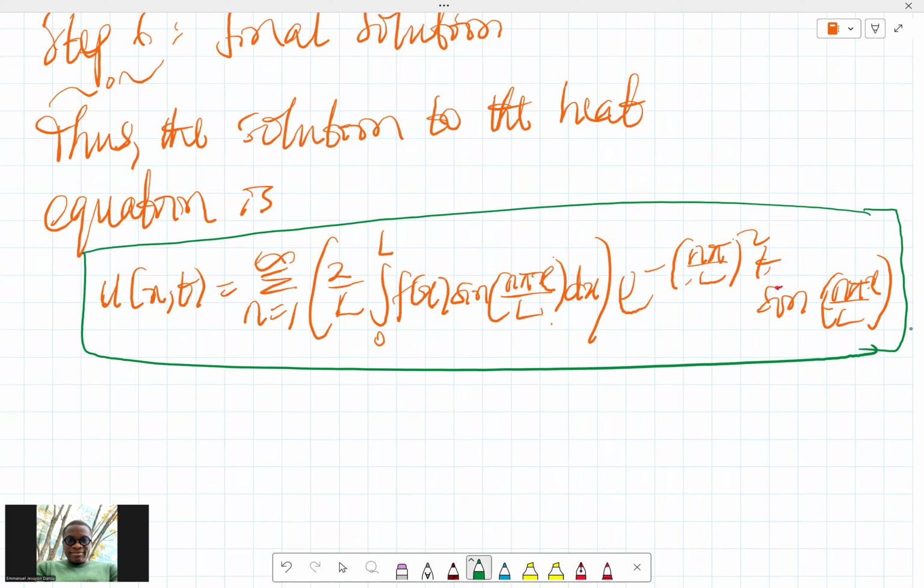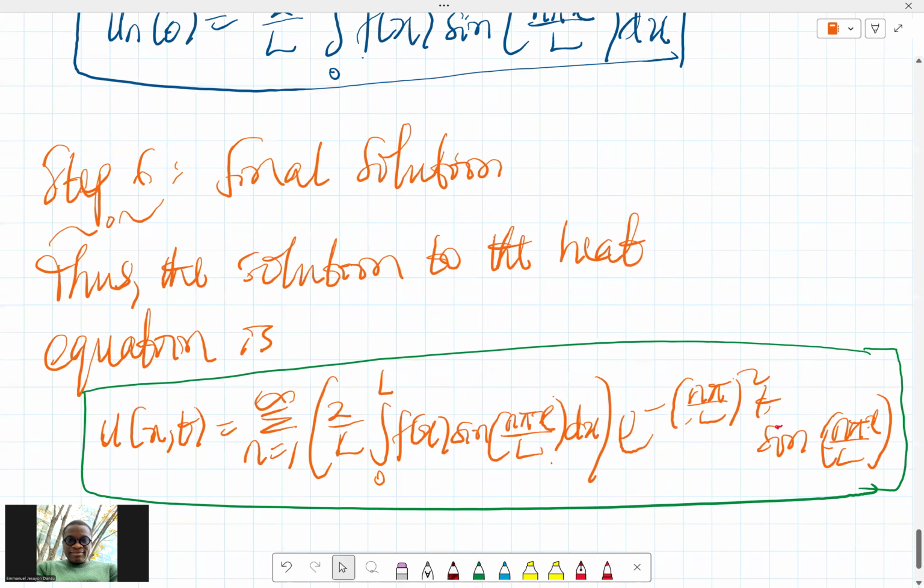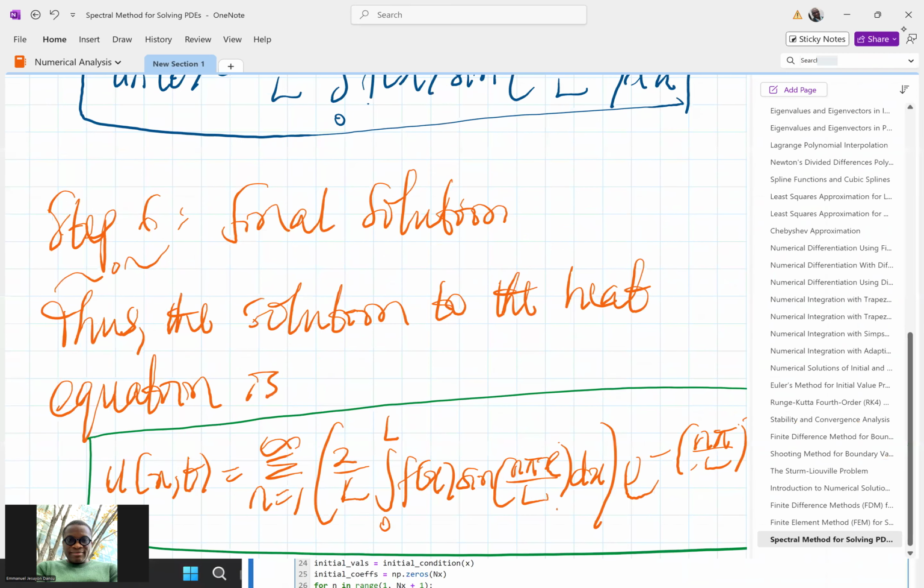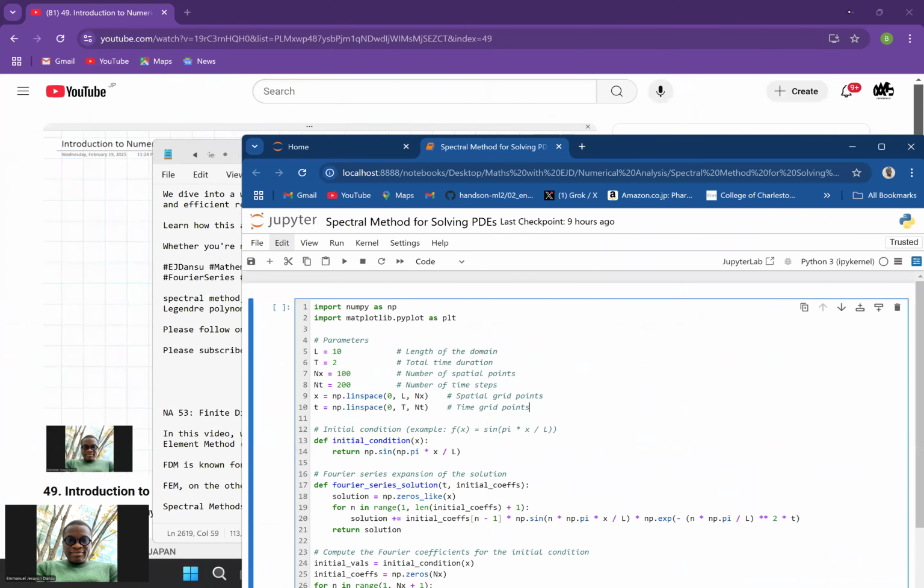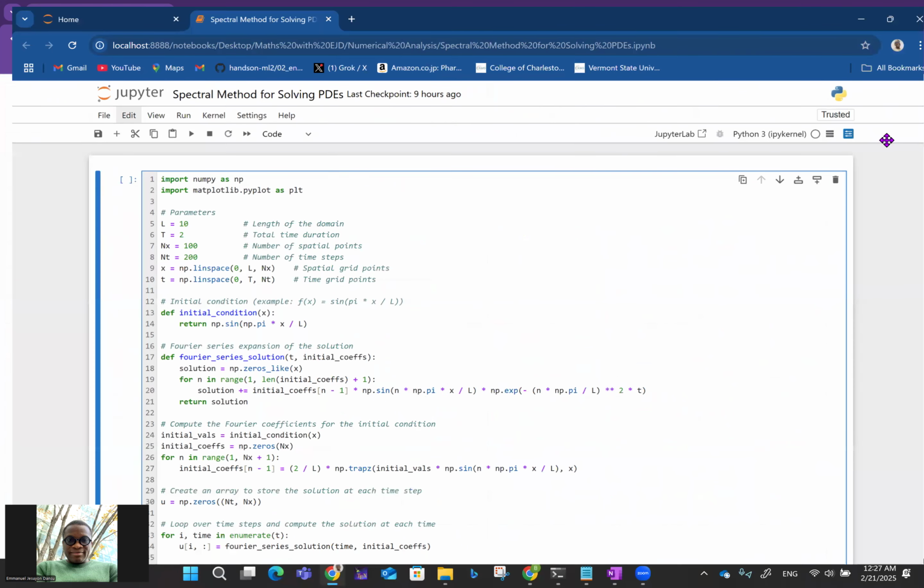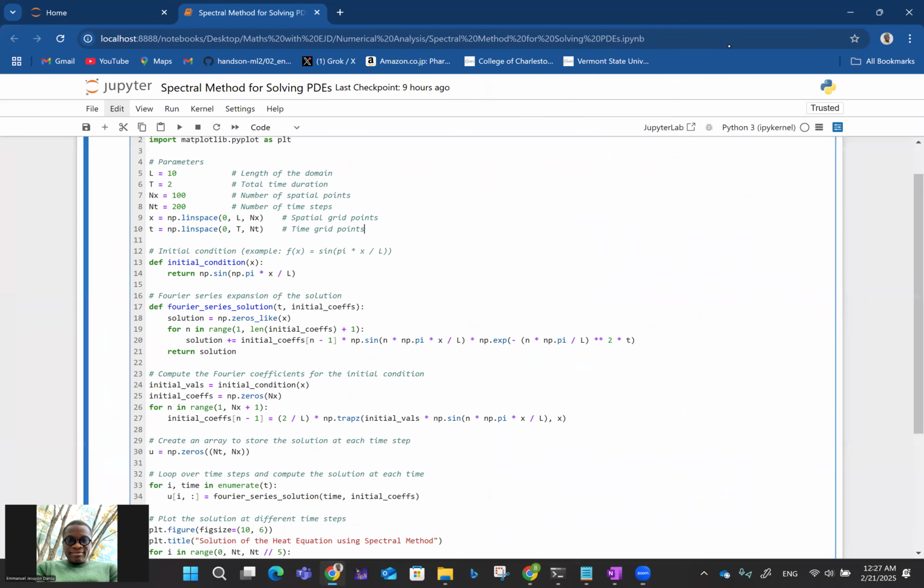Final solution for the heat equation. All right, so as usual, we know Python makes everything make a bit more sense. So let's look at the Python implementation of this. Okay, I think it's right here. Okay. All right. Yeah, this is the Python implementation for this.